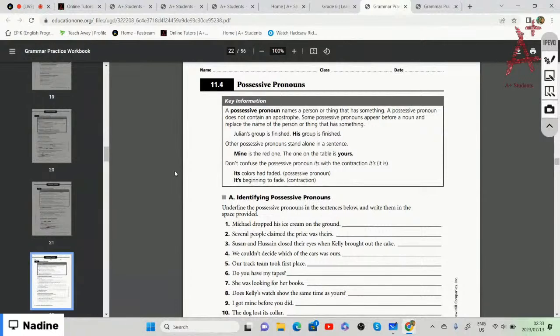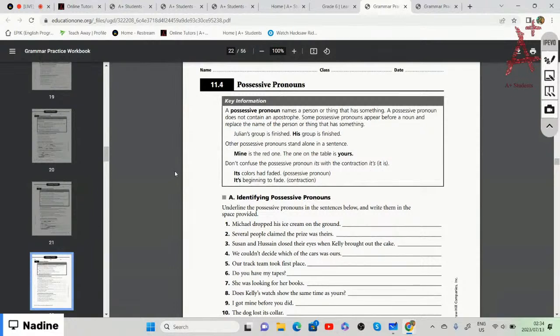Other possessive pronouns can also stand alone within a sentence, right? An example of that is: Mine is the red one. The one on the table is yours. Instead of saying more, we can just say mine is red, belongs to me, and the one on the table is yours, belongs to you, right? It's yours, and mine is the red one.